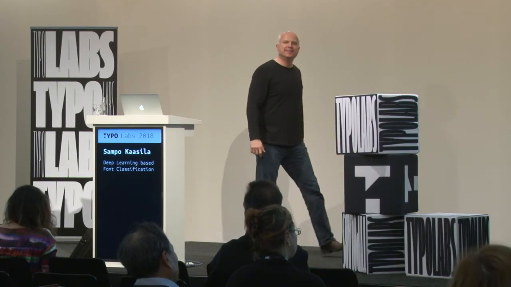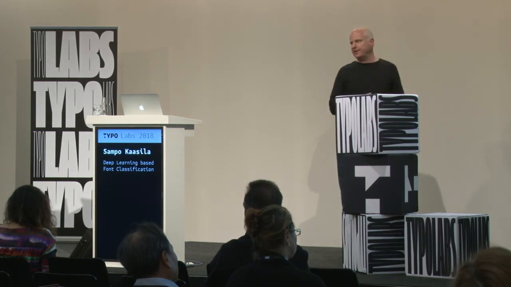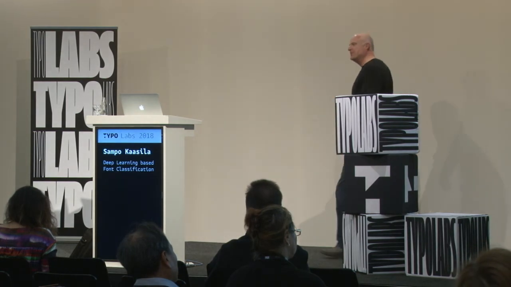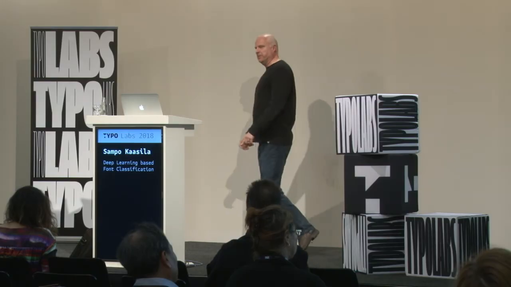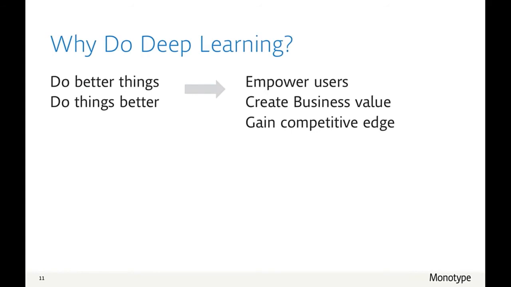So what can we do with deep learning? It's very simple. We can do better things, or we can do things better. So that's very broad. And we can empower users with better tools that do things that they used to have to do manually. Give more power to users that use our software. And the business gets value, the user gets value, we can gain a competitive edge.